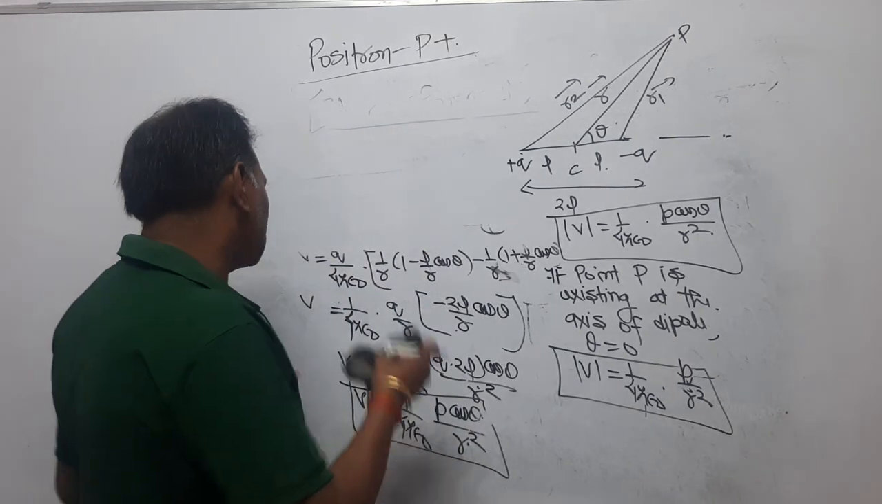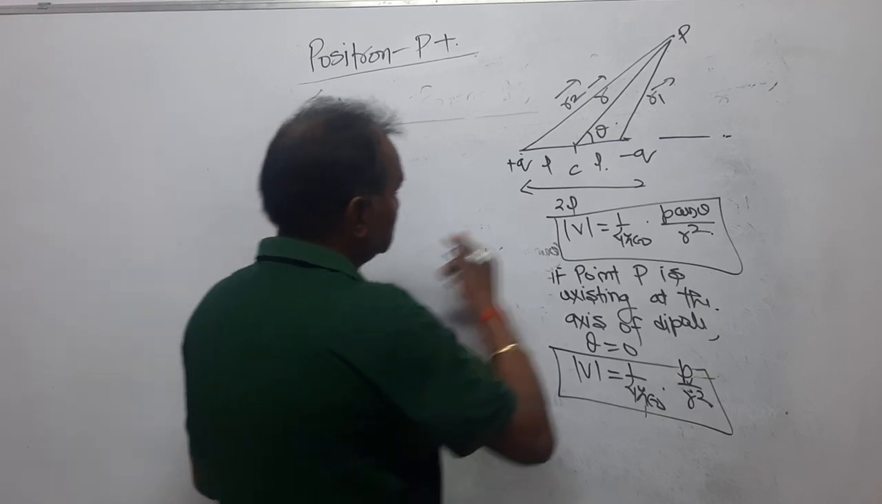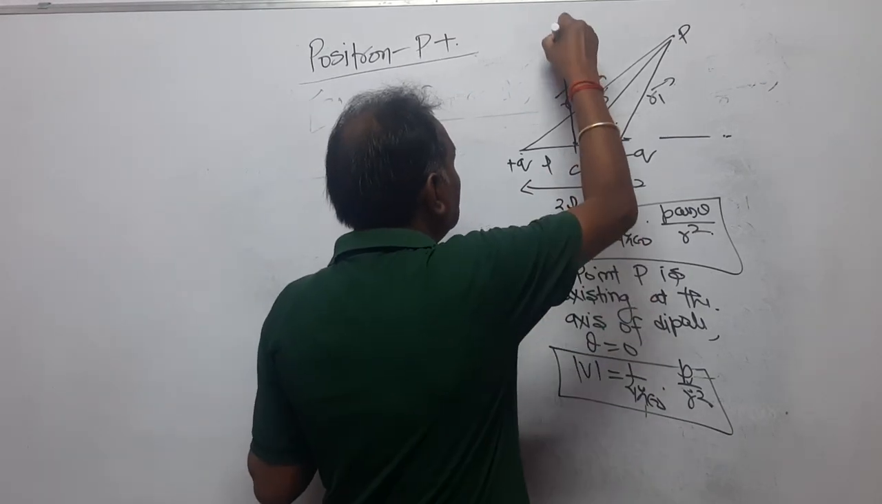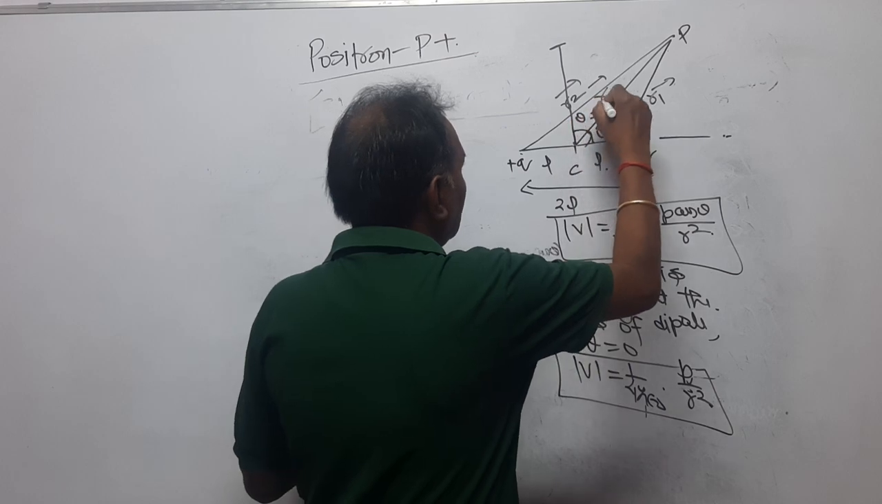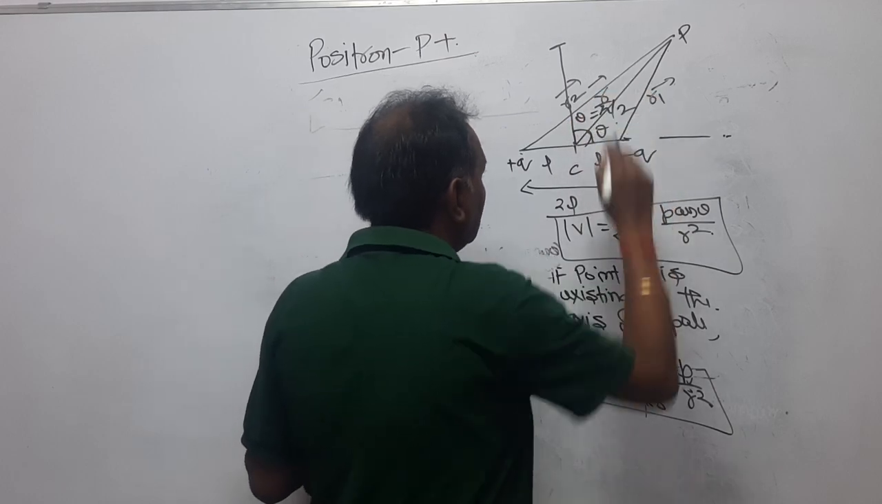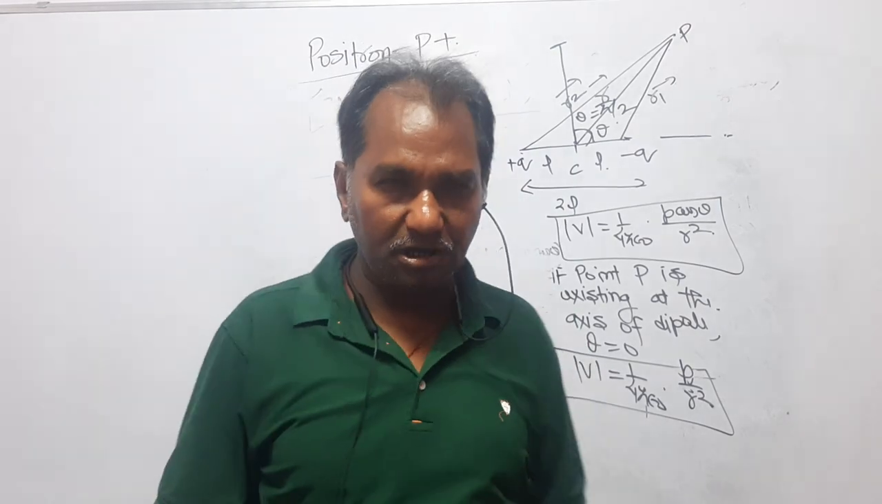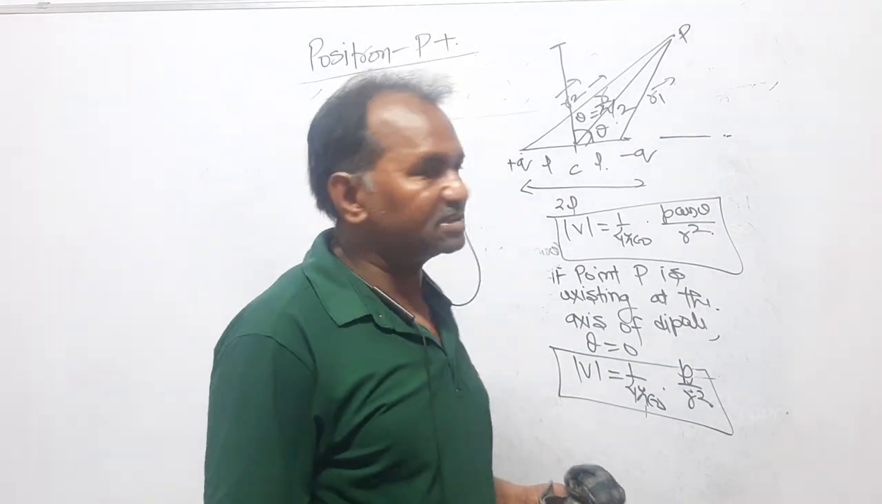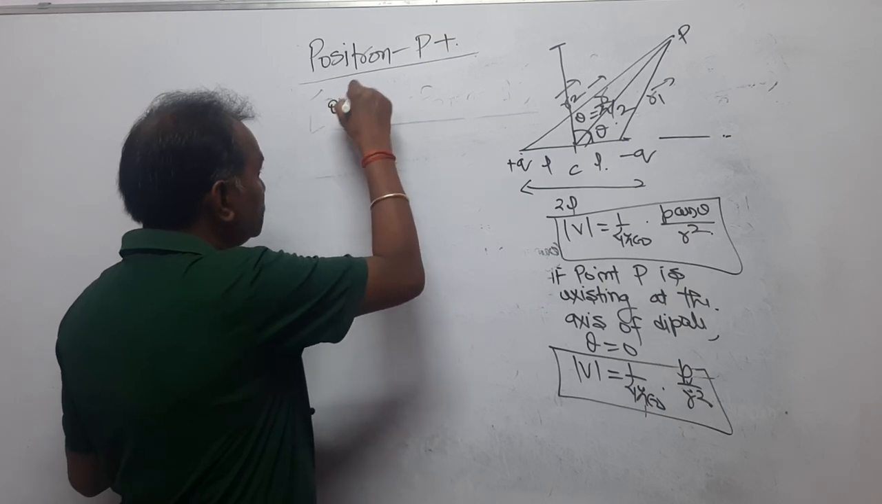Now, dear students, what happens if the point is lying here? Means theta is equal to pi by 2. In equatorial position, point P is existing in equatorial position, means at the perpendicular bisector of dipole. Then what happens? Theta is equal to pi by 2.